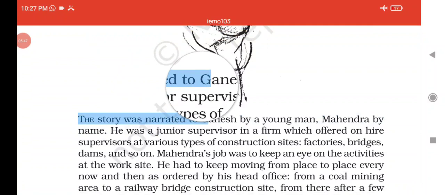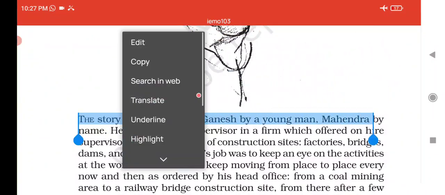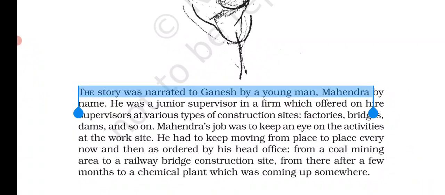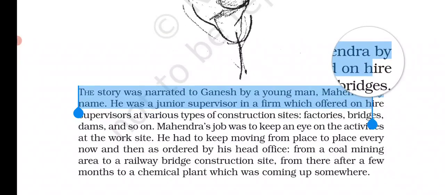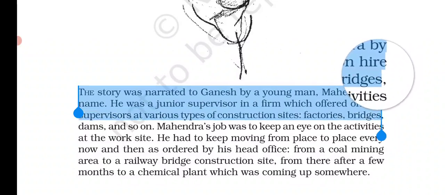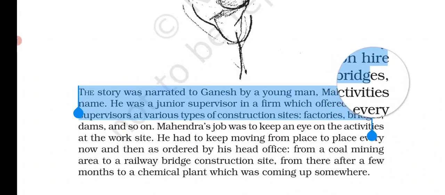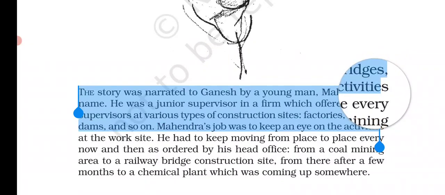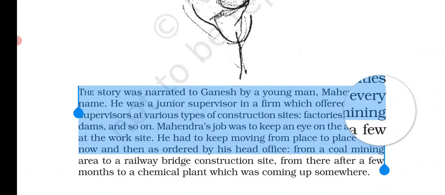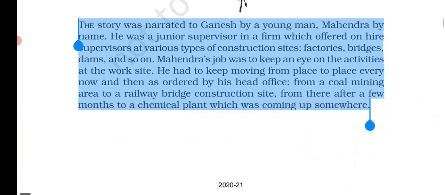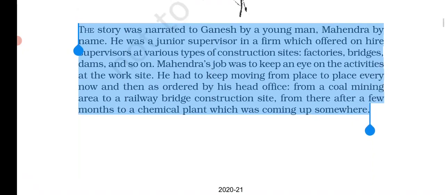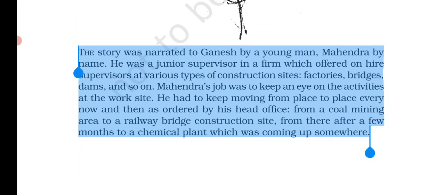The story was narrated to Ganesh by a young man, Mahendra by name. He was a junior supervisor in a firm which offered on hire supervisors at various types of construction sites, factories, bridges, dams, and so on. Mahendra's job was to keep an eye on the activities at the work site. He had to keep moving from place to place every now and then, as ordered by his head office, from a coal mining area to a railway bridge construction site, from there after a few months to a chemical plant which was up somewhere.